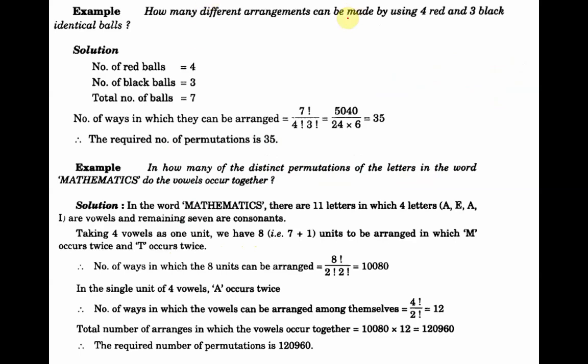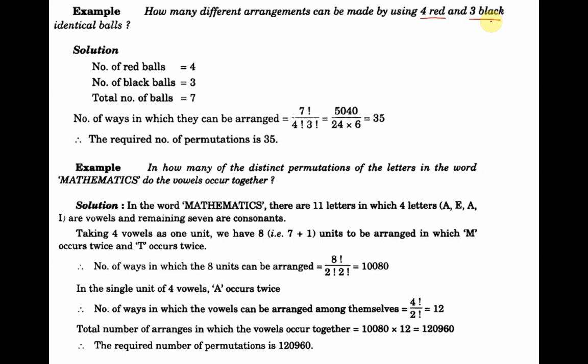How many different arrangements can be made by using 4 red balls and 3 black identical balls? Remember, we solved a question where we took, let us say, 5 English books, 3 Tamil books and 2 Hindi books. But still there, although I had 5 English books which I was considering as a single unit, those 5 books were still distinct. The 3 or 4 Tamil books that I was considering as a single unit were still distinct. Now in this particular case, what I am saying is 4 red and 3 black identical balls.